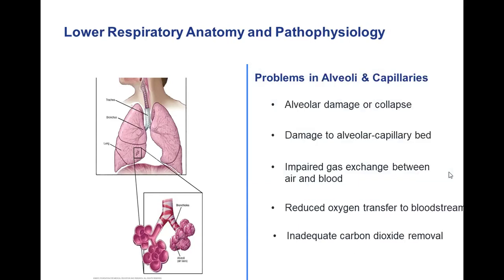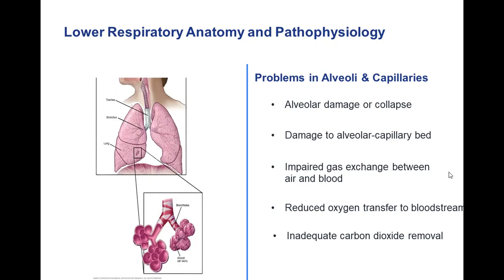Now let's shift our focus to the problems at the gas exchange level, which are the alveoli and also capillaries. Conditions like pneumonia, acute respiratory distress syndrome or ARDS, or emphysema can cause direct damage here in the alveoli and capillaries. The alveolar sacs can be damaged or collapse, a condition known as atelectasis.